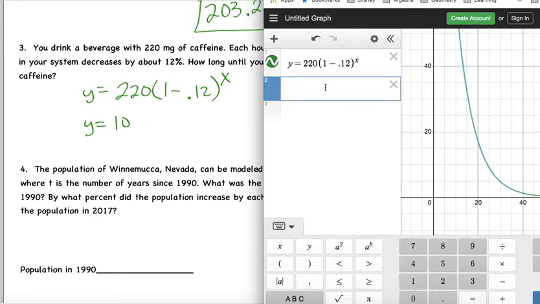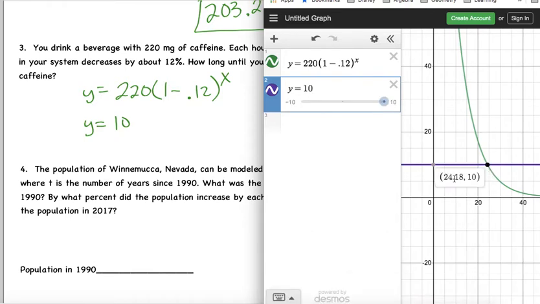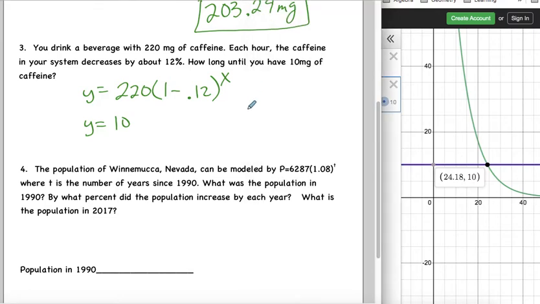We want to know when the y value is 10. So we're going to say y equals 10. And that gives you a line so that you can see where these two lines are crossing, that is when the y value is 10. So if you go there and touch where it's crossing, the x value is the solution. So x equals 24.18. So I'm going to say about 24 hours.